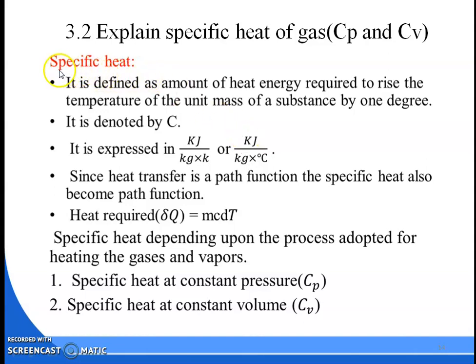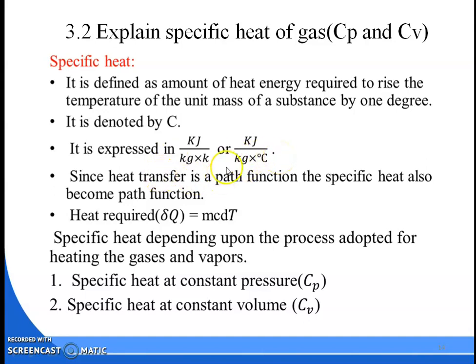Today we will discuss specific heat. Then what is specific heat? It is the amount of heat energy required to raise the temperature of unit mass of a substance by 1 degree. That is known as specific heat. It is denoted by C, and it is expressed in kilojoule per kg Kelvin or kilojoule per kg degree centigrade.